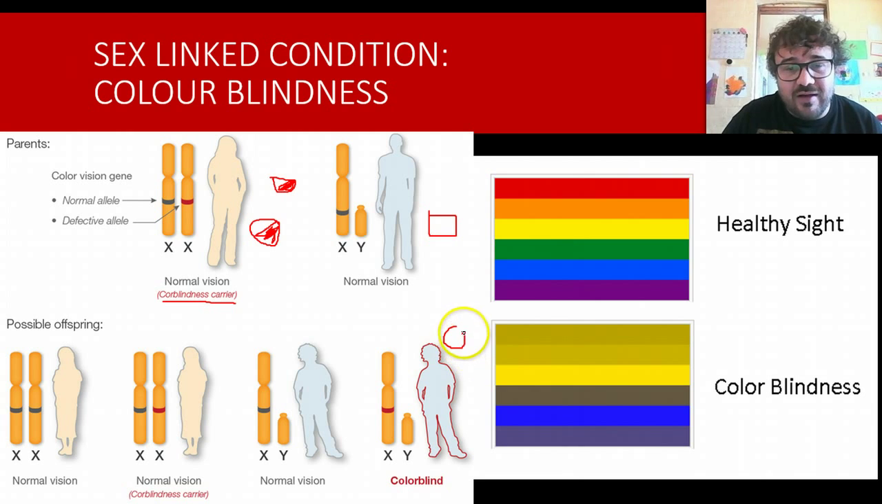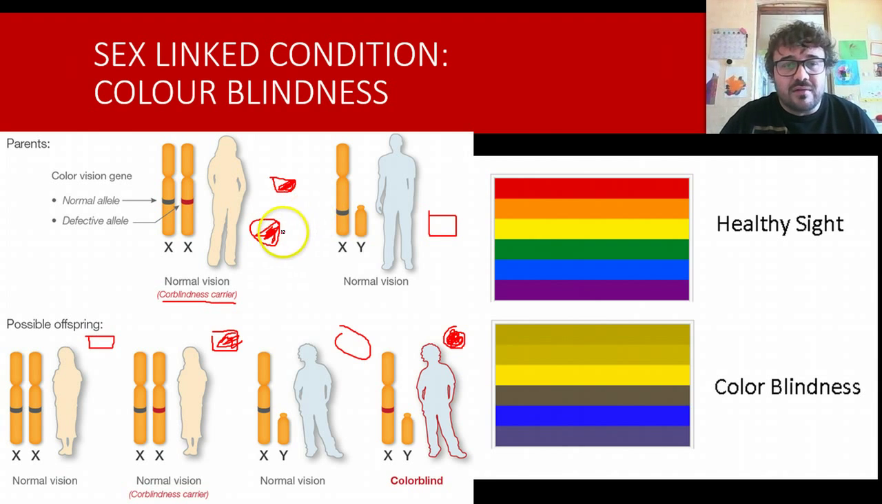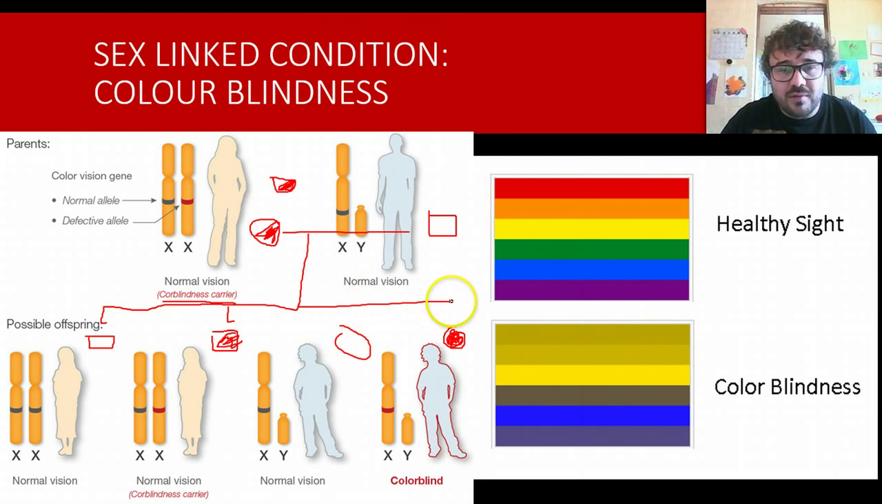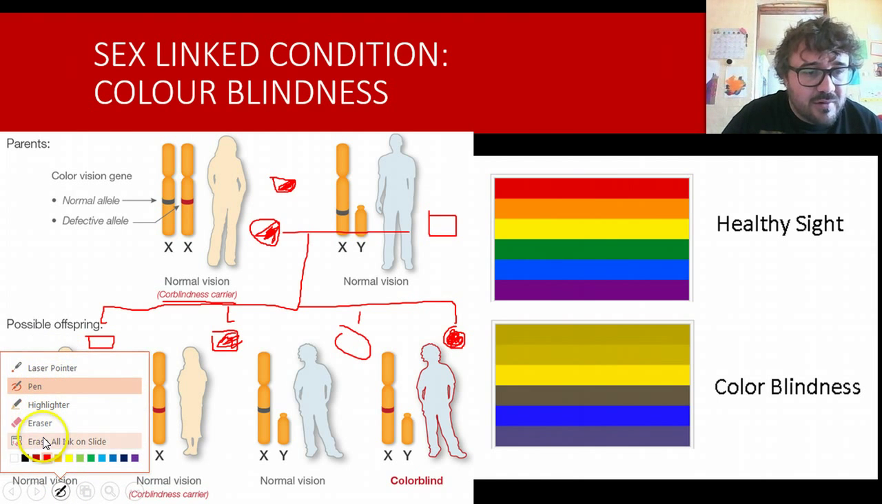The children would be: a boy with a fully colored in square, an empty circle, a half colored in circle, and an empty square. So that's the pedigree there. But let's get rid of that now, and we'll talk about it.